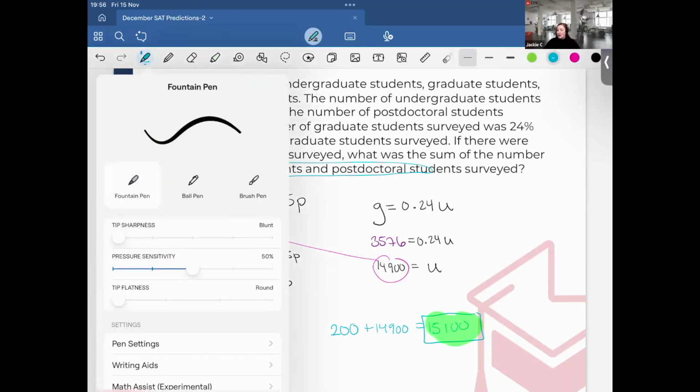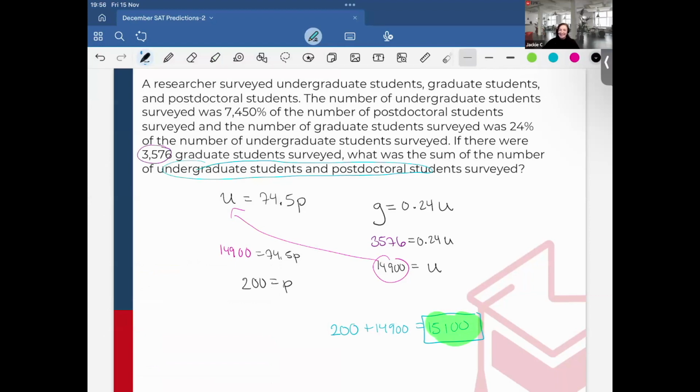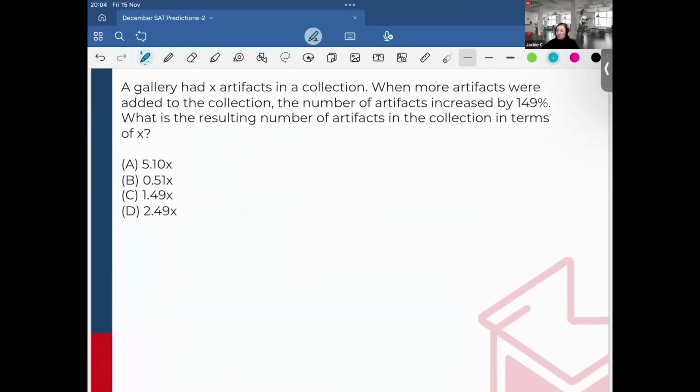Okay. Amazing. Okay, so a gallery had X artifacts in a collection. When more artifacts were added to this collection, the number of artifacts increased by 149%. What is the result of the number of artifacts in the collection in terms of X?